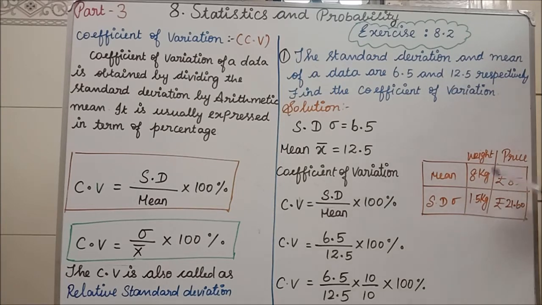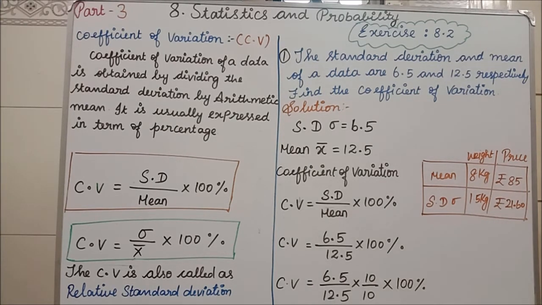For comparing two or more data for corresponding change, the relative measure of standard deviation is called coefficient of variation. Clear? For comparing two or more corresponding data, the relative measure of standard deviation is called coefficient of variation, C.V. also we can say.